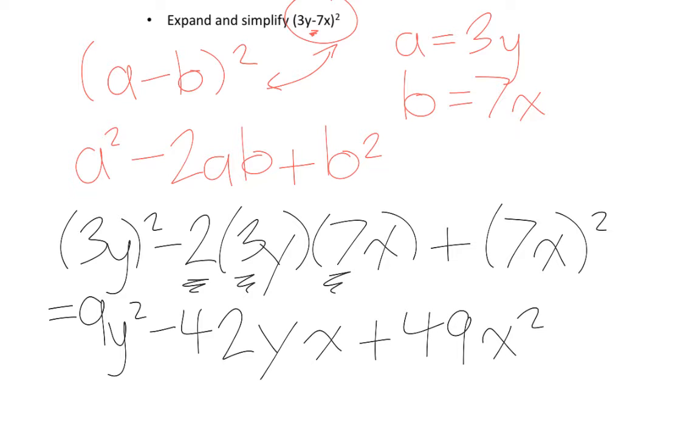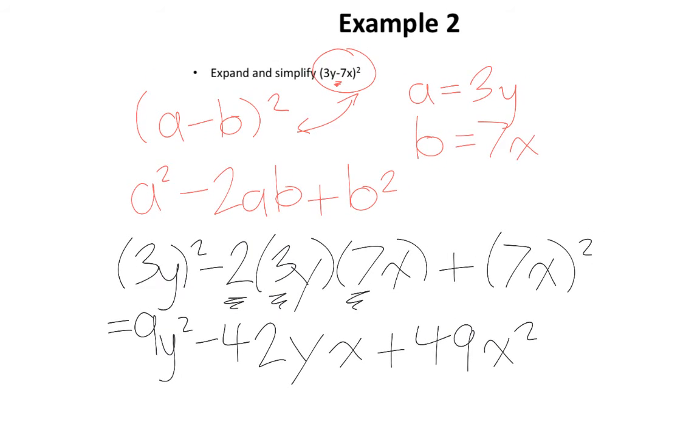If you look closely, you'll notice that there are no like terms, and our final answer, therefore, will be 9y squared minus 42yx plus 49x squared. And there's all the work required to expand this binomial, which is being squared. Again, if you can't remember this shortcut, you can just do this the long way. So you can go 3y minus 7x multiplied by 3y minus 7x, and you can use the FOIL technique.